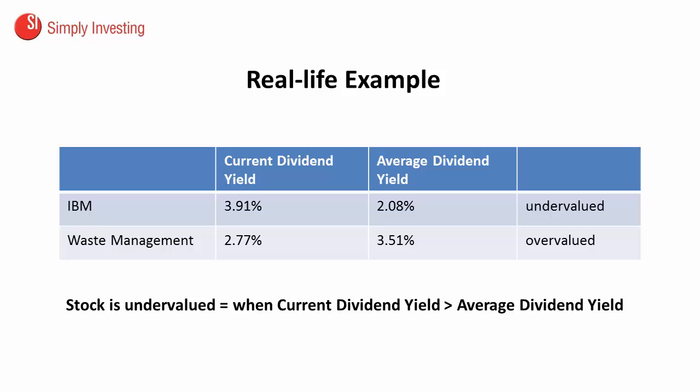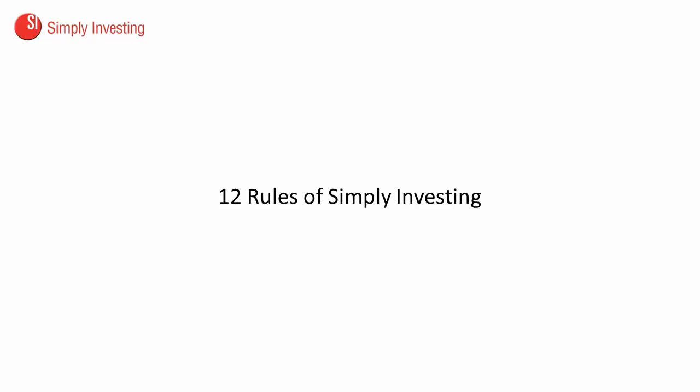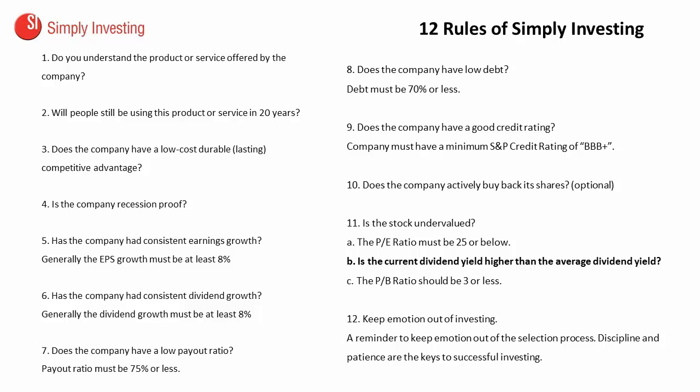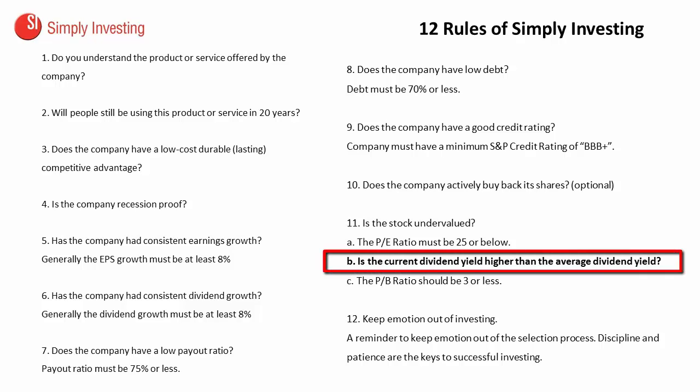Now, in addition to this, there's a couple of other things you want to check before you make any investment decisions, and I call that my 12 rules of simply investing. So the 12 rules are listed here on the screen. What we looked at today was Rule 11B, to look at the dividend yield. Now this is the most important rule on the screen. This is the one you want to check first.